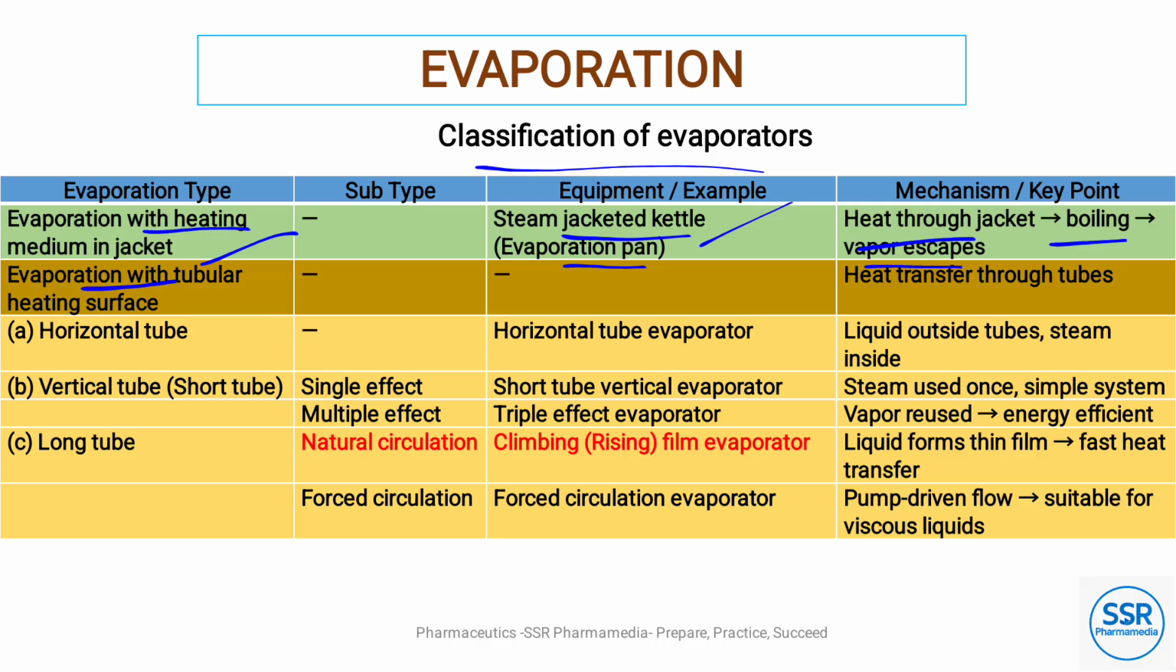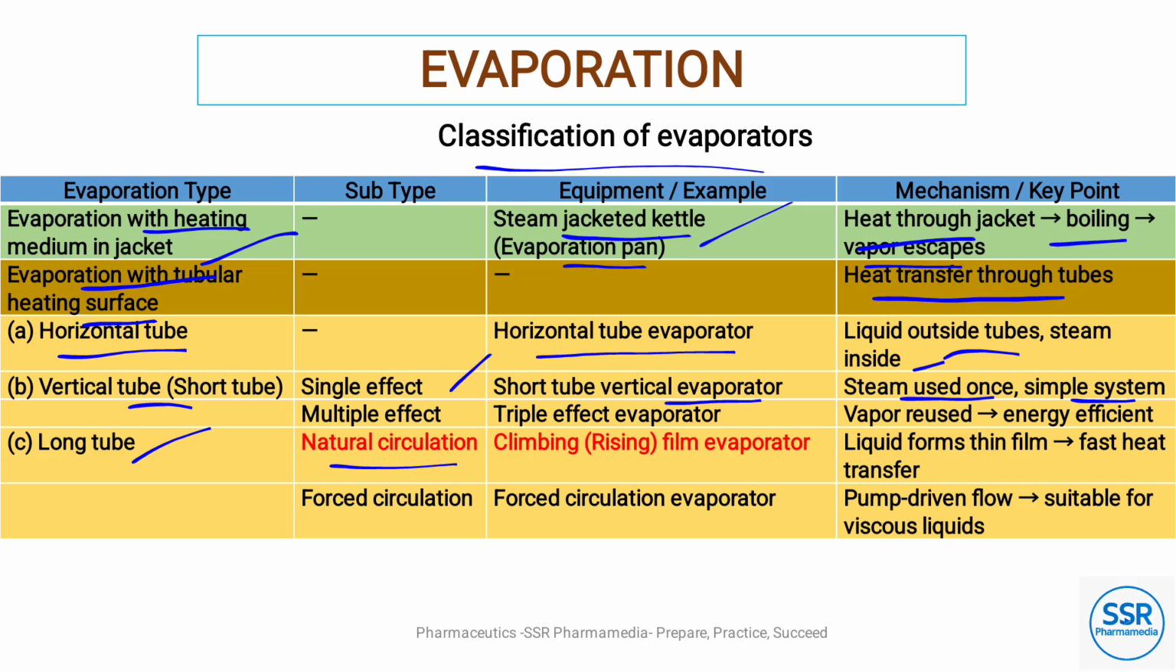Next is evaporation with tubular heating surface and heat transfer through tubes. This is the mechanism. Under this there are three processes. Horizontal tube evaporators are the equipment: the liquid is outside the tubes and steam inside. Vertical tube is a short tube, single effect. Short tube vertical evaporator is the equipment. Steam is used once and it is a simple system.